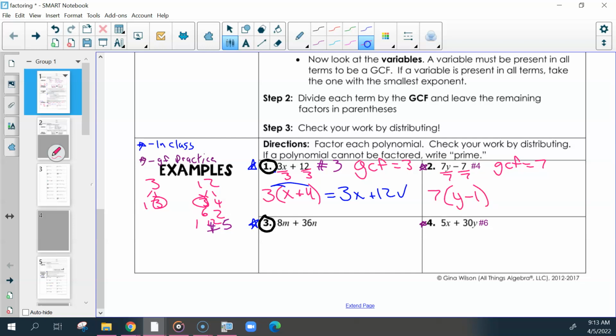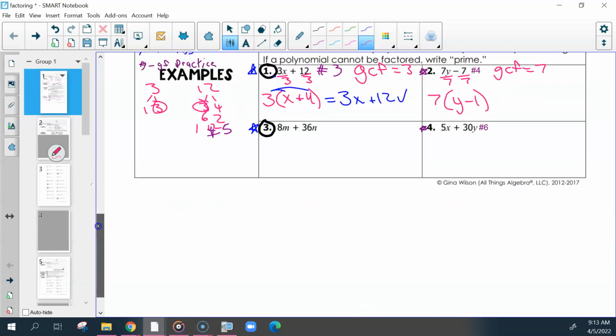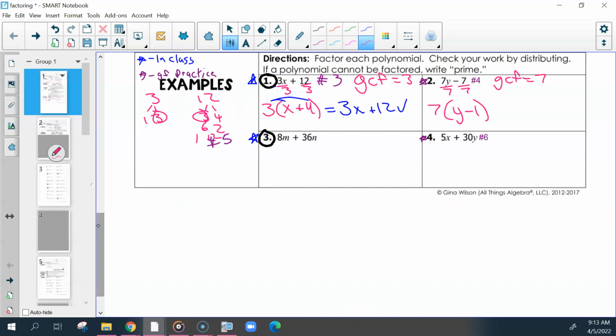So even if you divide it all out and it becomes 1, still put the 1. Don't not put that. That is still the number. Okay. Now for number 3, like I said before, it's usually the smallest number, but that's not always the case. Can I divide 36 by 8? No. So I need to think about what that factor would be.